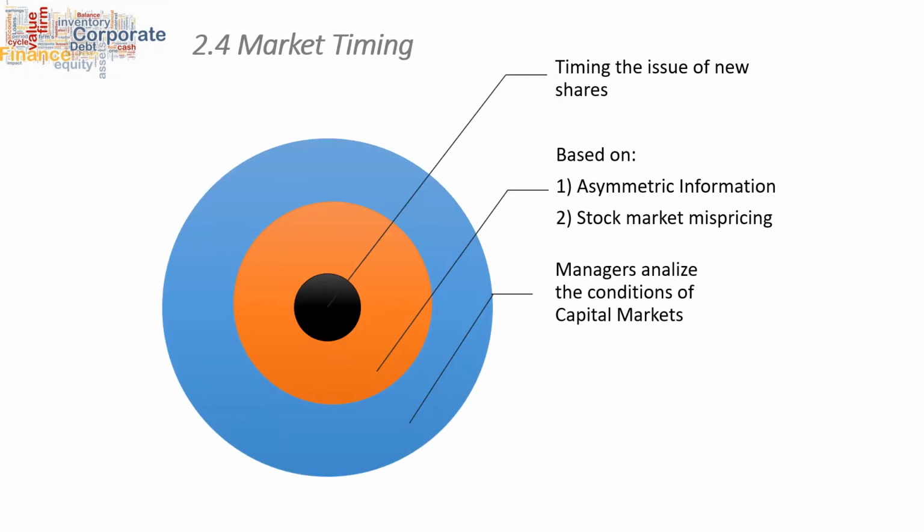The market timing theory tells us that managers analyze the condition of the capital market and time the issues of new shares, based on asymmetric information and stock market mispricing.